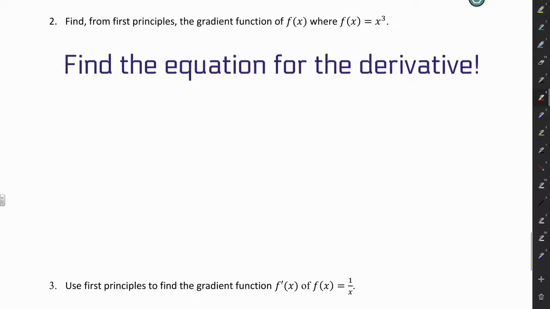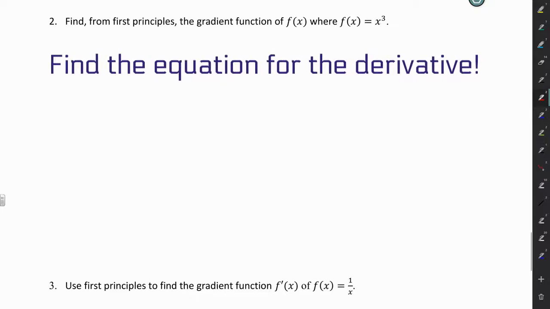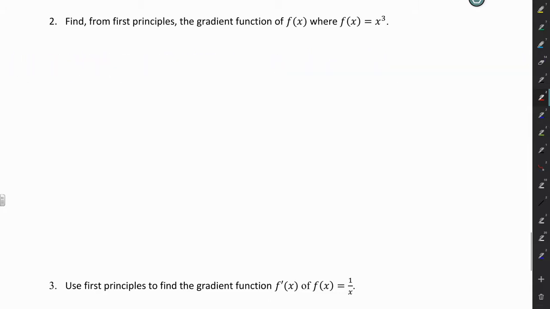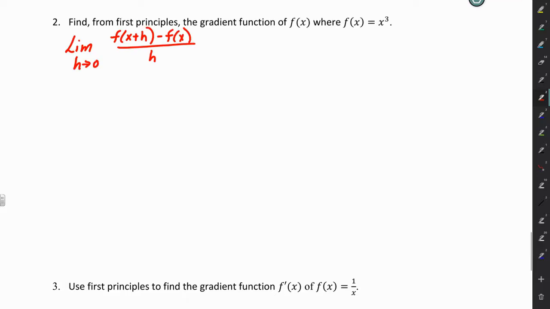Now we're going to do the same process again. Find from first principles the gradient function of f of x, where f of x equals x cubed. So the first thing we're going to do is write out the limit definition of a derivative. And what I like to do is right under f of x, I like to add f of x plus h, just as a note to myself. And remember, what you're going to do is replace x in the original function with x plus h. So f of x plus h is equal to x plus h cubed.